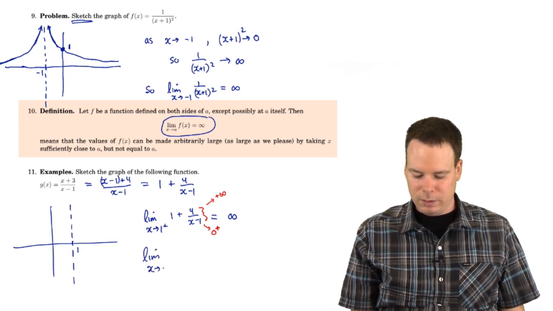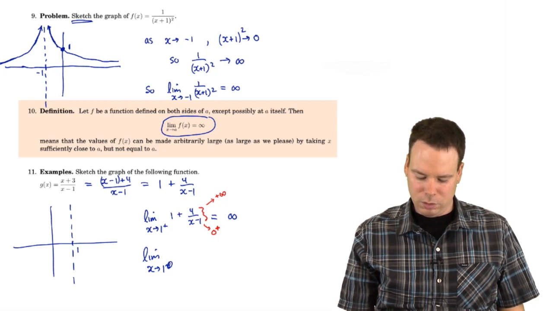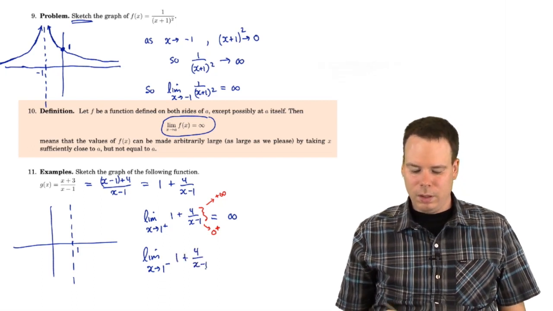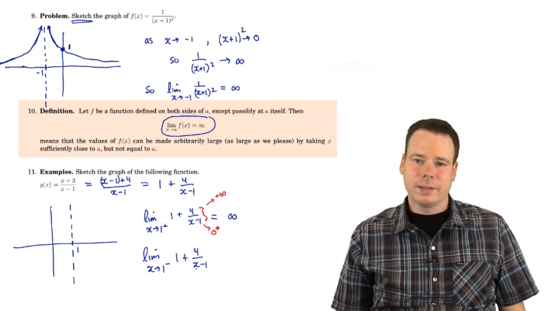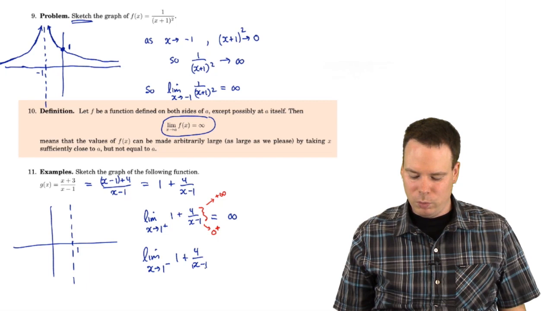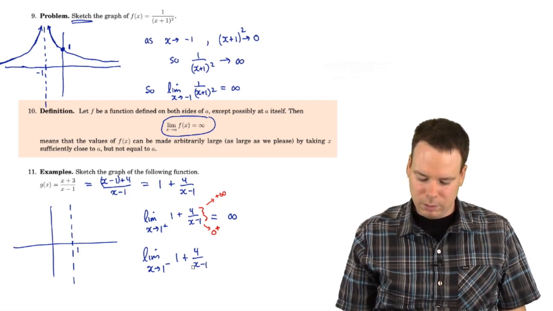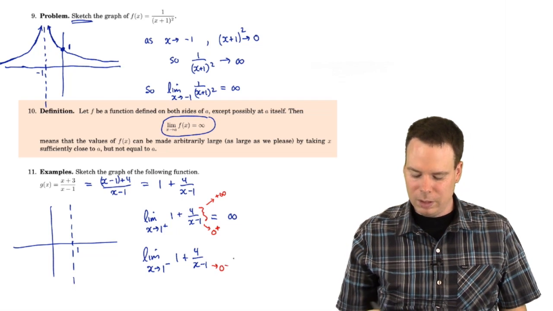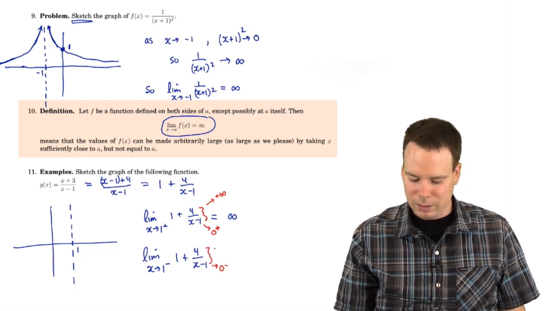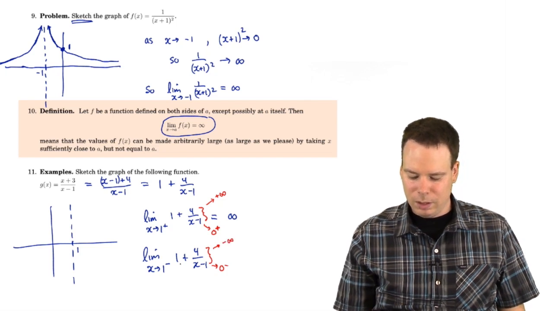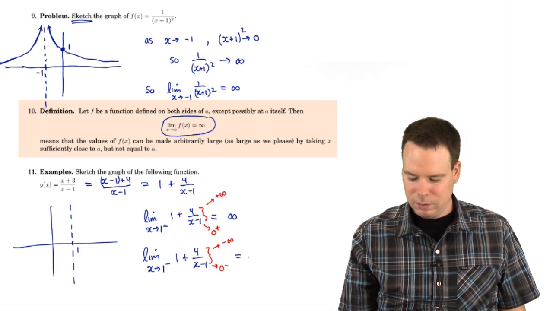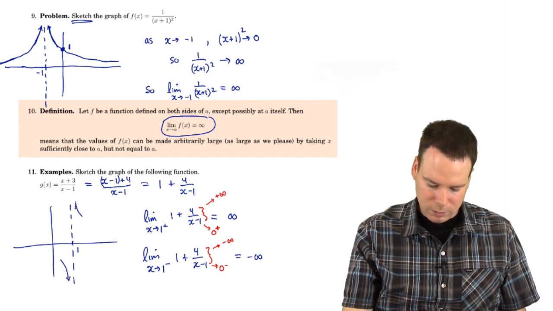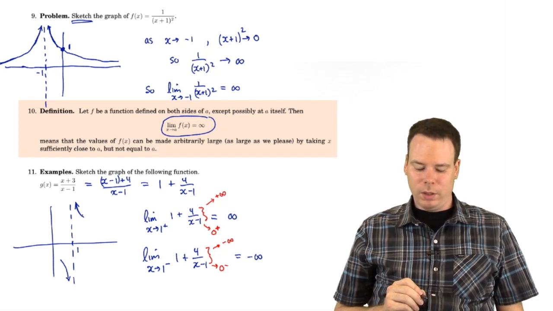What's going on as we head towards 1 from, in this case, the left? As you head towards 1 from the left, x is slightly smaller than 1. A number slightly smaller than 1, minus 1, is going to be close to 0, but negative. So this is getting close to 0 through negative values. So it's a small negative. Taking the reciprocal of that is becoming a big negative. Adding 1 to it, still a big negative. So this is heading off to negative infinity. So our function is doing this around 1.